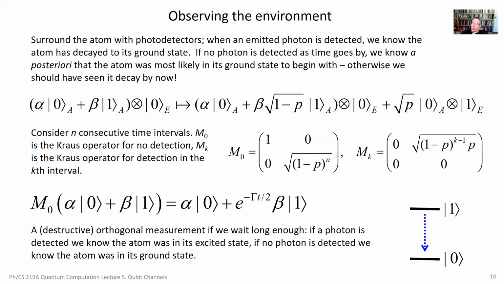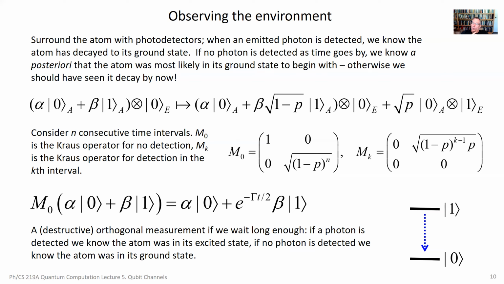Because I'm saying that the beta 1, 0 made a transition to beta 0, 1 because of the spontaneous decay, which made the atom go from the state 1 to the state 0, while the environment went from no photon to 1 photon. But now, like we did before, we can imagine that many such time intervals pass. And now there are a lot of different possibilities, and therefore there will be a lot of different Kraus operators, because in each of these little time intervals, I either detect a photon or I don't.